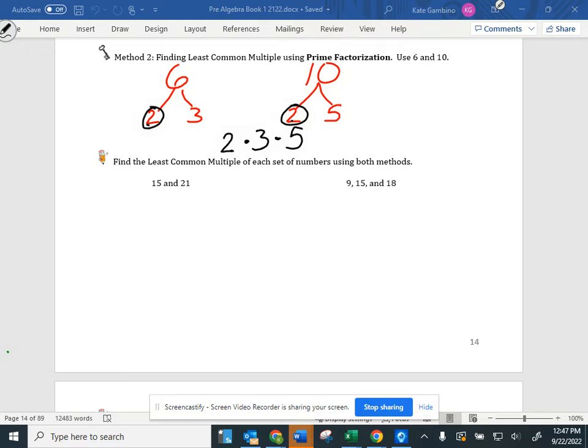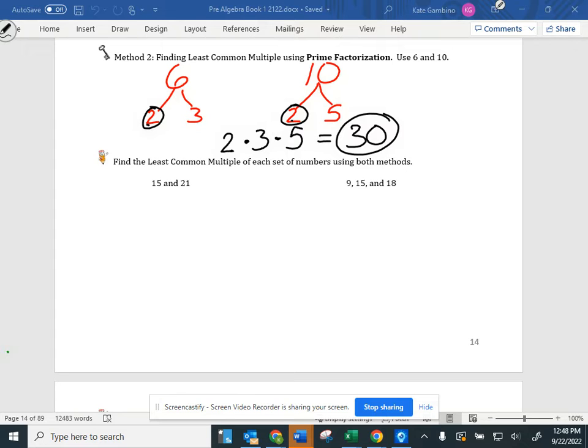Now I'm going to multiply them. 2 times 3 is 6. 6 times 5 is 30. I like this method too. So this is a valid way, using that prime factorization.